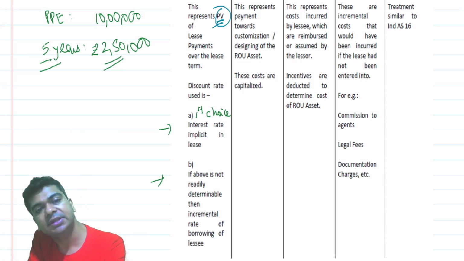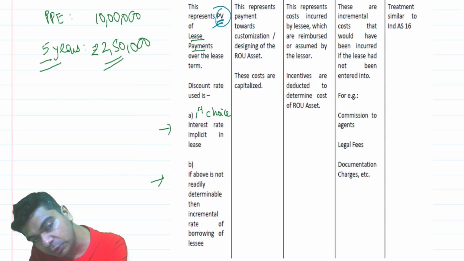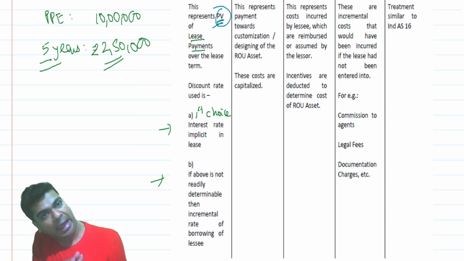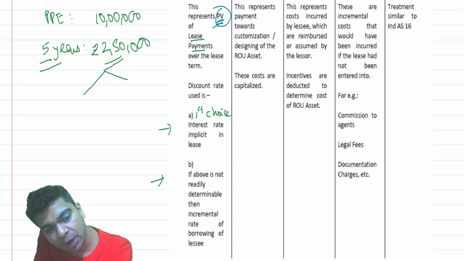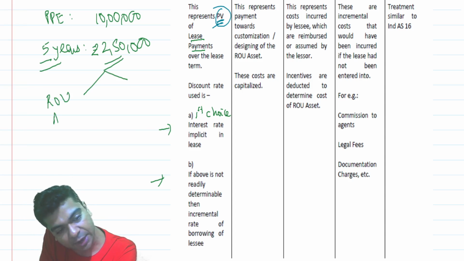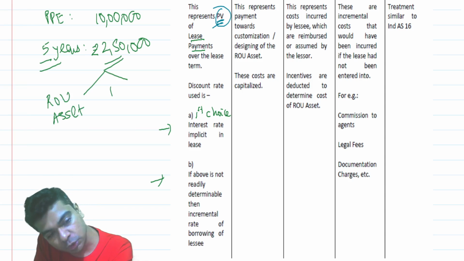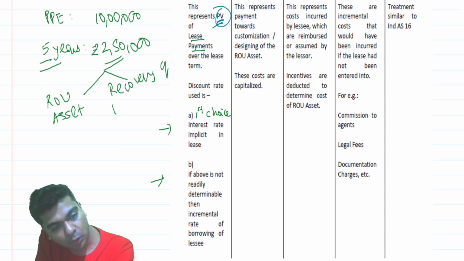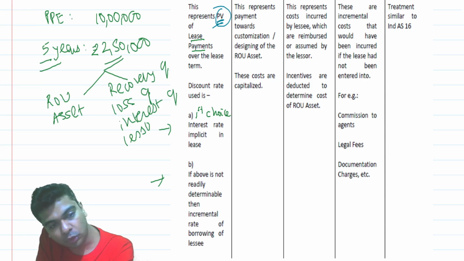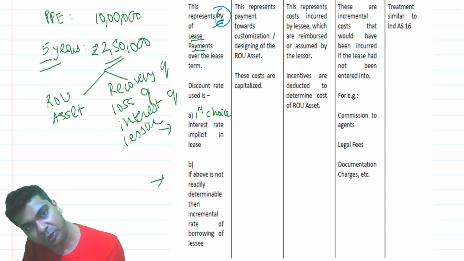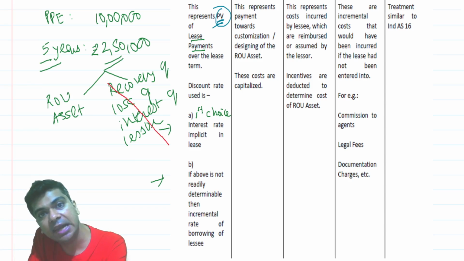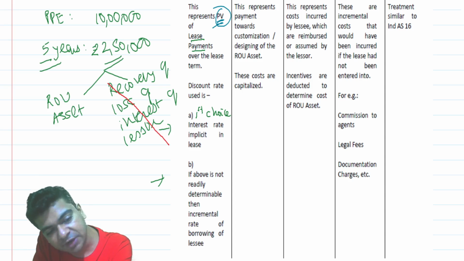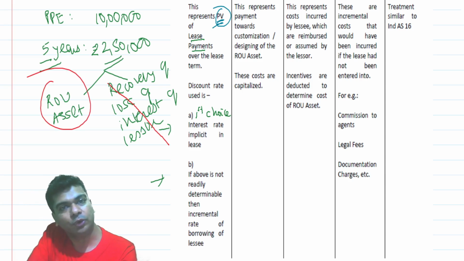Isn't it? This is the reason they are saying that the lease payment should be discounted. Okay, entire 2,50,000 is not towards the ROU asset. 2,50,000 has two components. Certain portion towards the ROU asset and certain portion towards the recovery of loss of interest of lessor. Okay. So the moment 2,50,000 is discounted, the interest element is eliminated. And all that is left out is what you are paying towards the ROU asset.